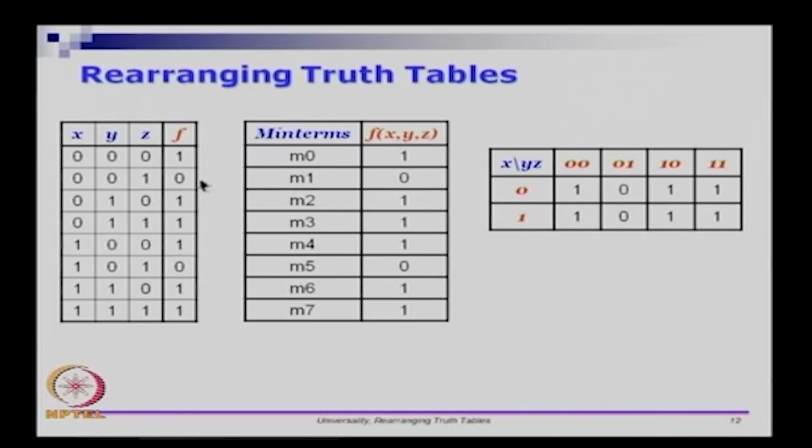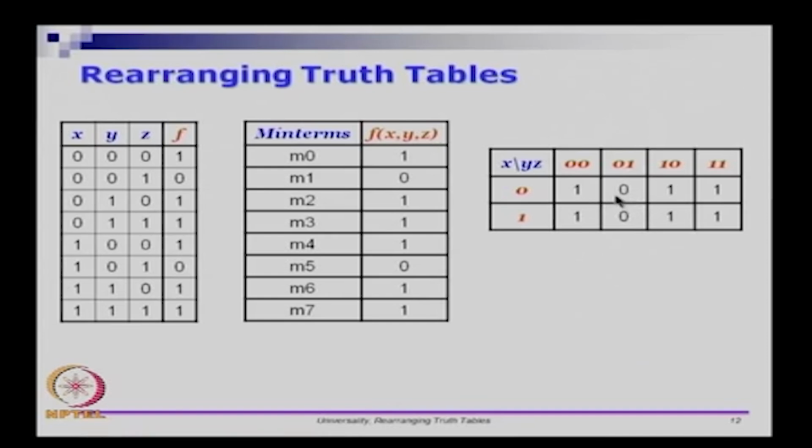When x is 0, it is these top 4 rows here. If you look at the entries here, it is 1 0 1 1, that is what you have here. Similarly, when x is 1, you have y and z as 0 0, 0 1, 1 0, 1 1, and for those the output should be 1 0 1 1. So, that is what you have here, 1 0 1 1.